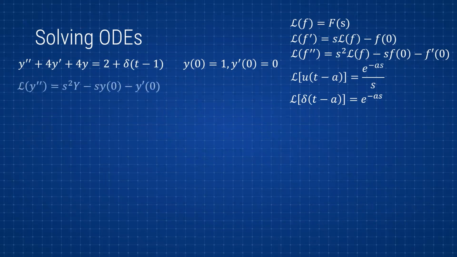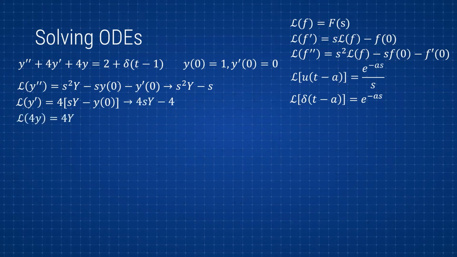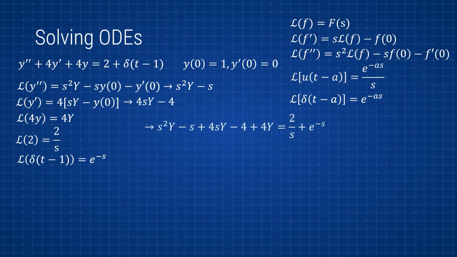So let's continue. Taking the Laplace of y double prime, s squared capital Y minus sy of 0 minus y prime of 0. Substitute the values, and we get s squared capital Y minus s. Taking the Laplace of y prime, we get 4s capital Y minus y of 0, 4 multiplied times all of that. So we get 4sY minus 4. The Laplace of 4y is just 4 capital Y. The Laplace of 2 is 2 over s. Do not forget that. And the Laplace of delta t minus 1 is just e to the negative s. So we put everything together, and this is what we get.